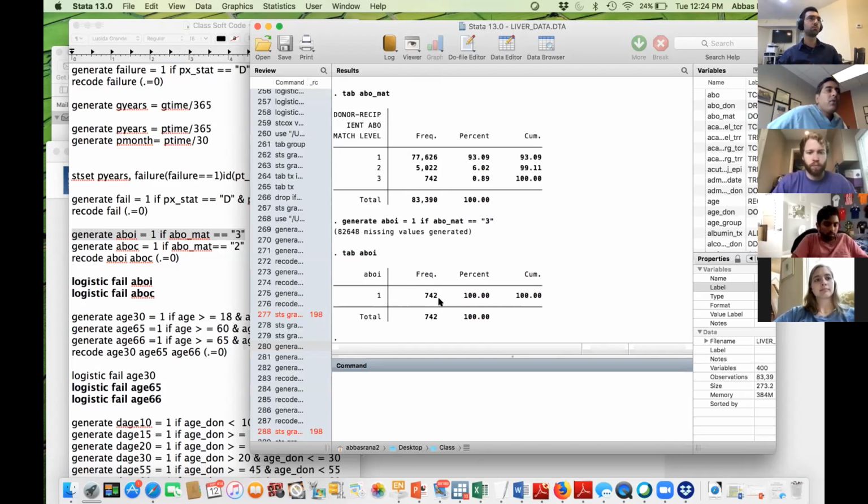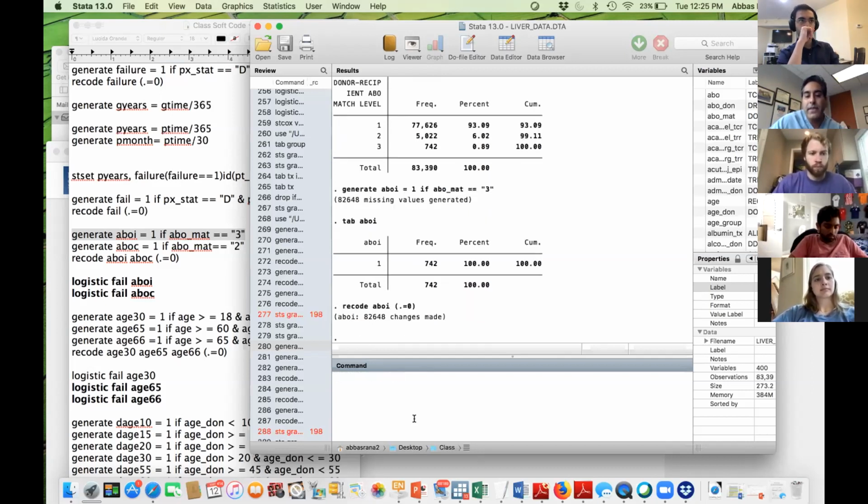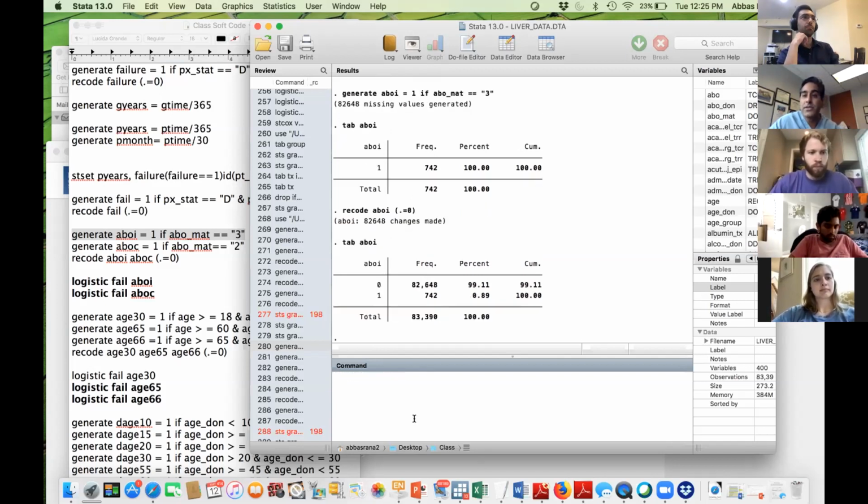But as I told you before, everything has to be a 0 or a 1 for it to work. So this is not going to work because the blanks are blanks. They're not zeros and ones. So I do something called recode, ABOI, blank is the period, is equal to 0. And now we have a variable that is usable, and that's good. It's ABO incompatible. 1 are the patients who are ABO incompatible, and 0 is everybody else.